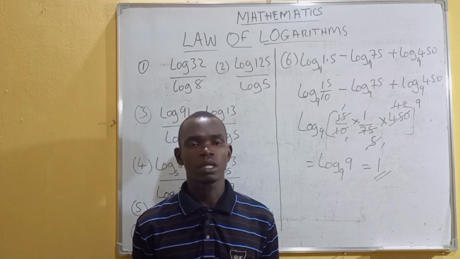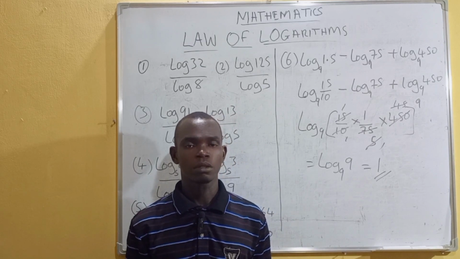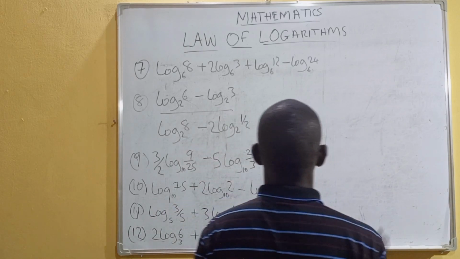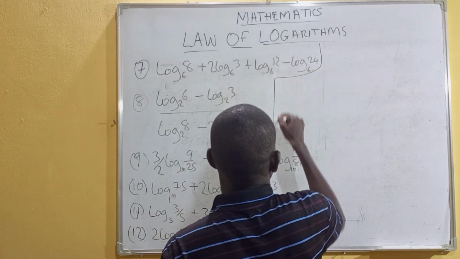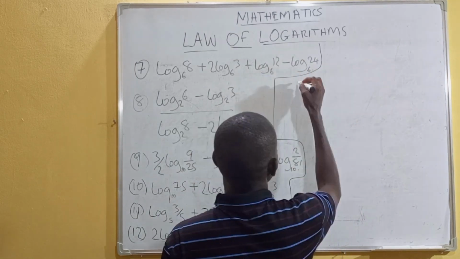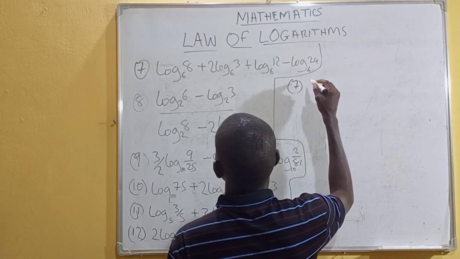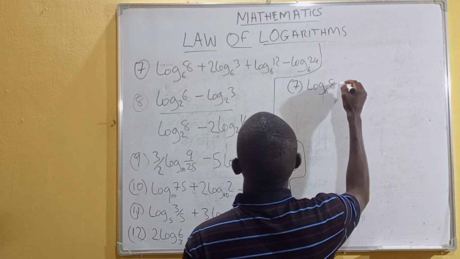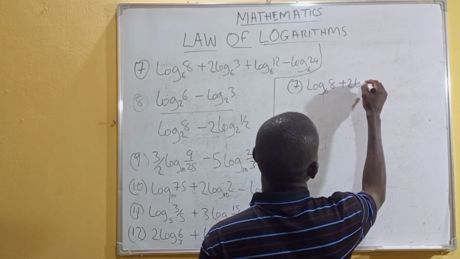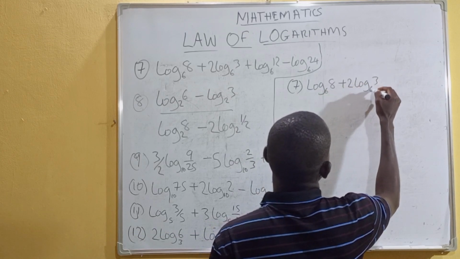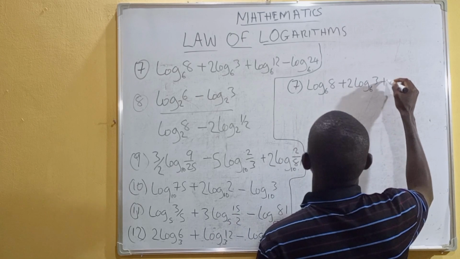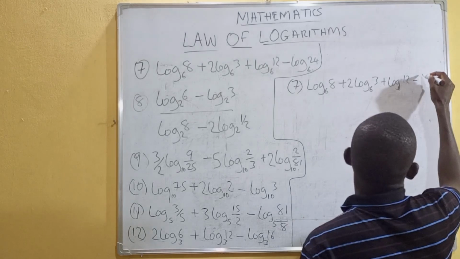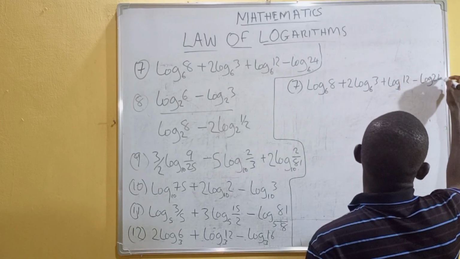Let's calculate other questions related to this logarithm. So let's solve question 7. We have question 7. We have log of 8 to base 6 plus 2 times log of 3 base 6 plus log 12 base 6 minus log 24 base 6.